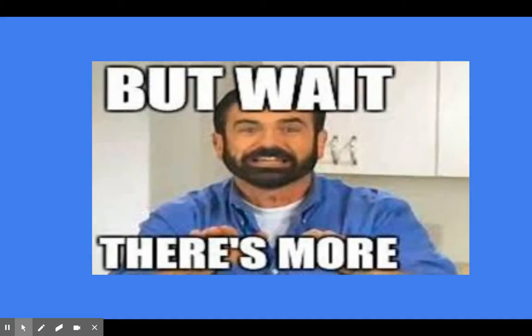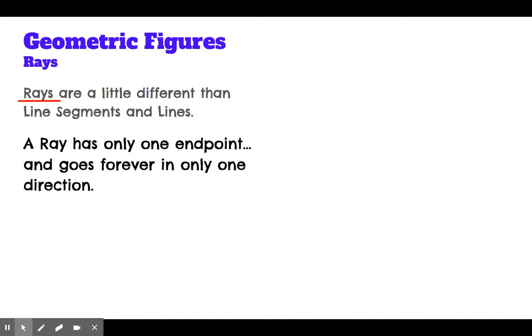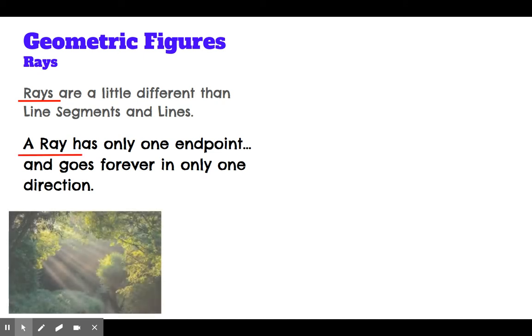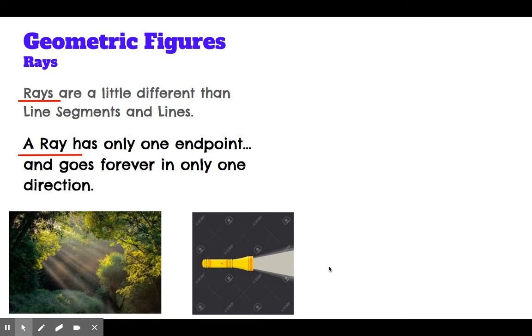But wait, there's more. Let's talk about rays. Rays are a little different than lines and line segments. A ray only has one endpoint and it goes on forever in only one direction. I think of it kind of like a ray of sunlight. The ray starts at the sun and the light goes on forever and ever, just like a flashlight. The light starts at the flashlight and then the beams of light go on forever and ever. So that's what I think of when I think of a ray.